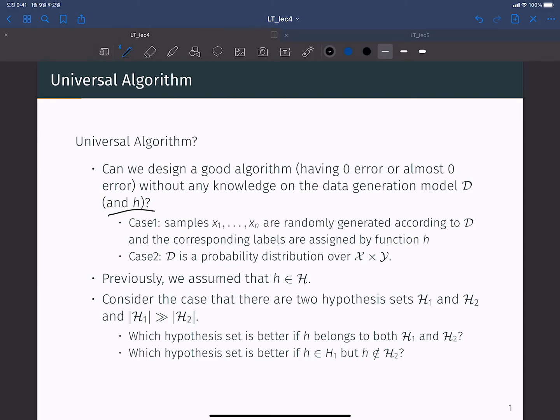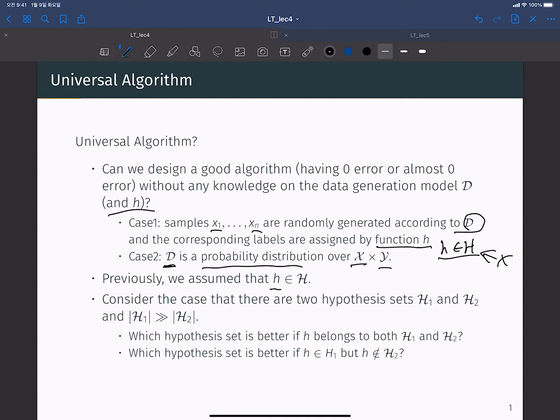So essentially, in the previous week, we considered two types of data generation process. One is that we randomly generate an input element X according to some given distribution D, and the corresponding labels are assigned by a function, hypothesis H. And we usually assume H belongs to our hypothesis class, but in reality, we cannot guarantee this. We cannot guarantee the true hypothesis belongs to the hypothesis class we are considering. The second case was this: there exists a distribution D which defines both input and output. So D is a probability distribution over both the input and output space.